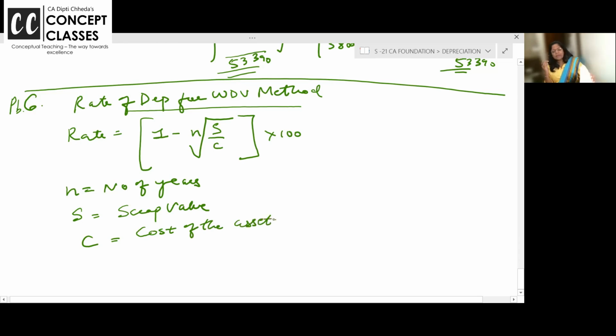चलो तो अब इसको शुरू करते हैं. Number of years, life is given to you as 4 years. Scrap value is given to you as 409600. Original cost is 9 lakhs, but then you have done some more expenditure, 70,000 towards freight and insurance, and 20,000.